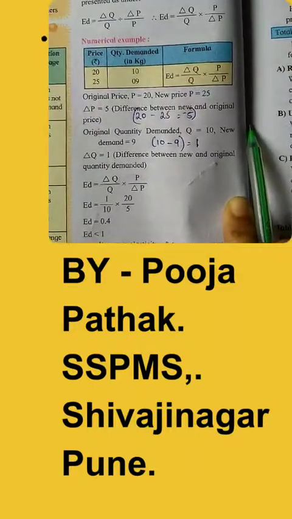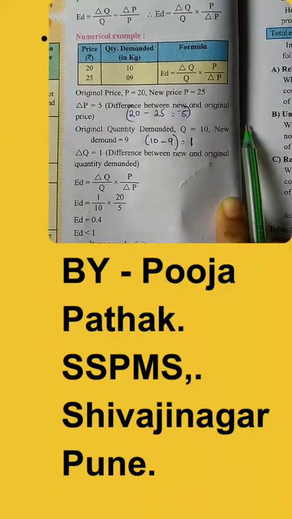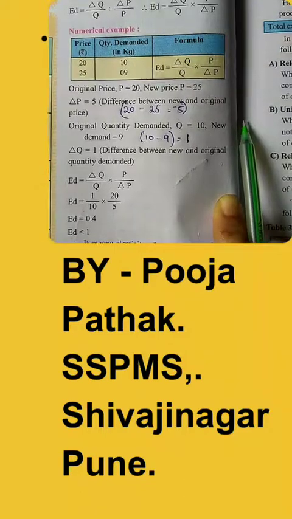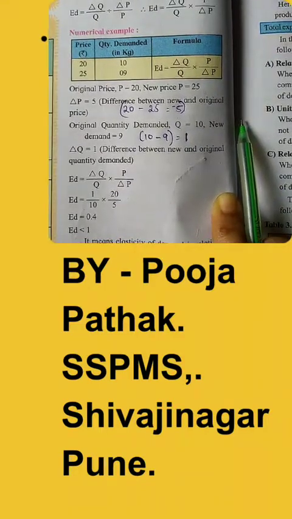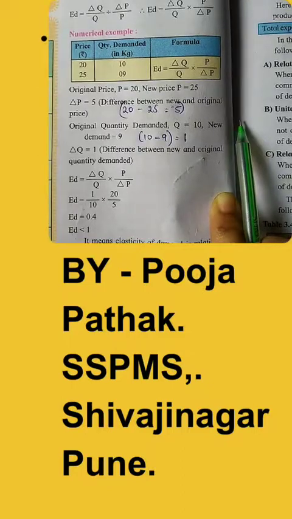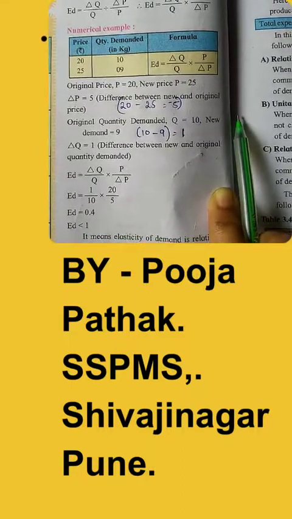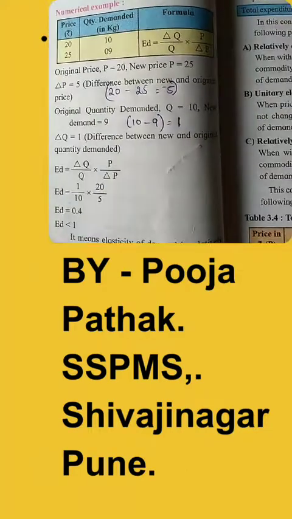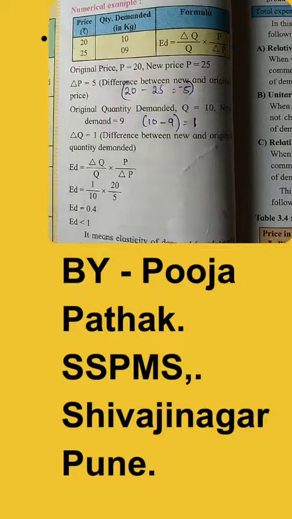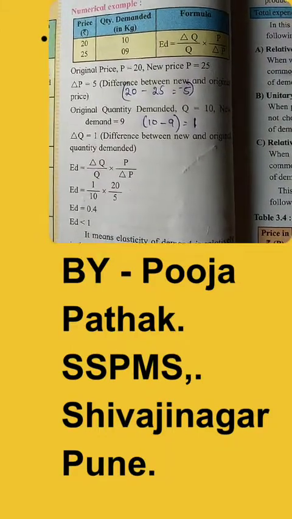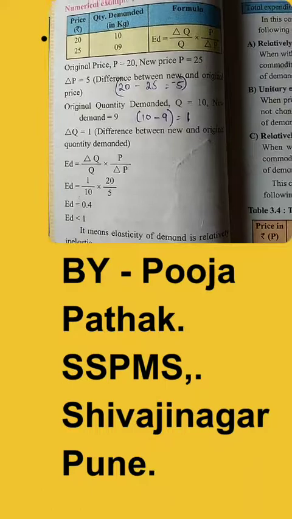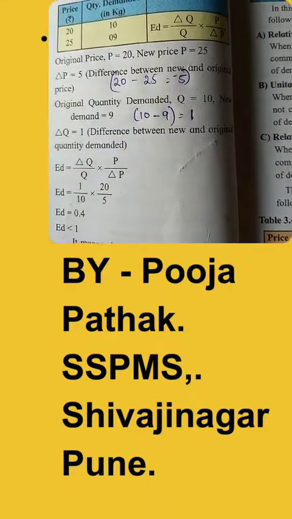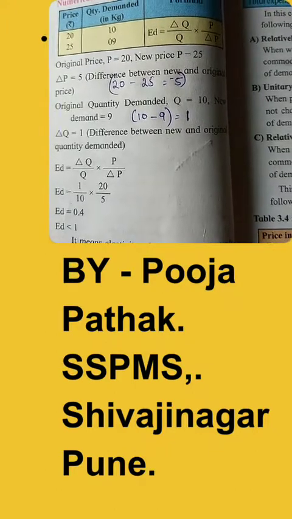In the example, you can see that the original price of the commodity is 20 and the quantity demanded is 10. Now the price has increased to 25. When the price has increased to 25, the quantity demanded has decreased to 9. So it means that when the price has increased, the quantity demanded has decreased.